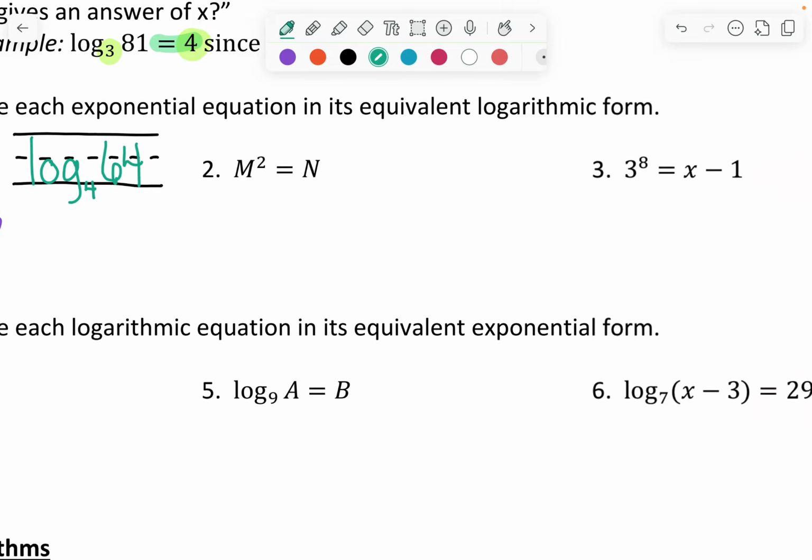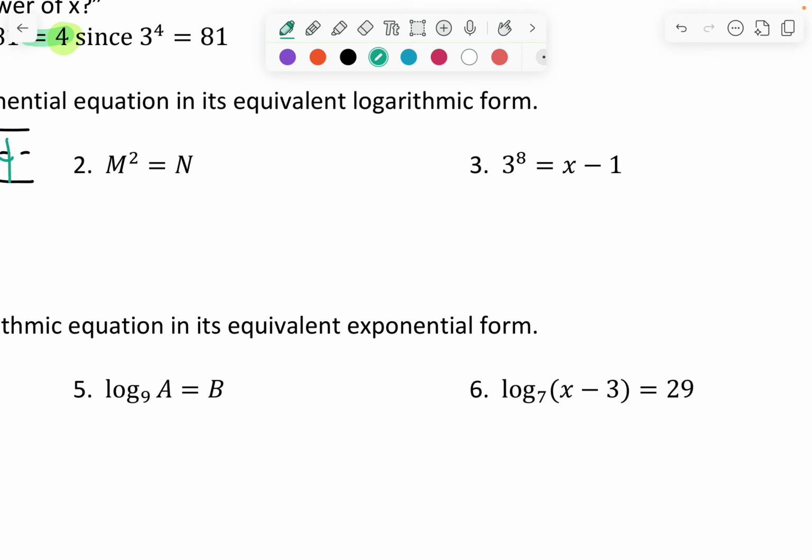Okay. Pause the video for a second and see if you can do number 2. Remember to keep the base of the log. Logs equal exponents. And then whatever's left goes inside the log. So take just 2 seconds here to try that. So since our base is m, we're going to do the log base m. And then the exponent and the equal to are going to switch sides. Logs equal exponents. So that means I want n on the inside here.